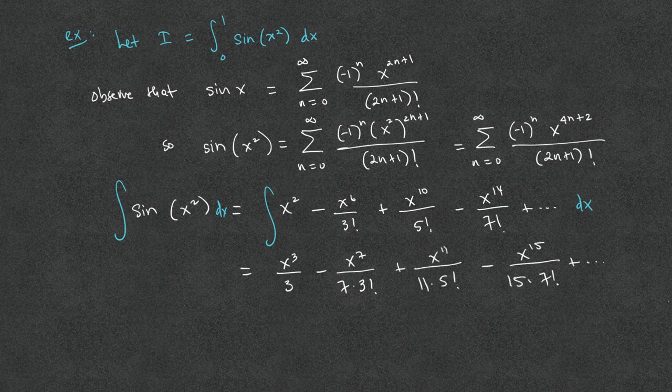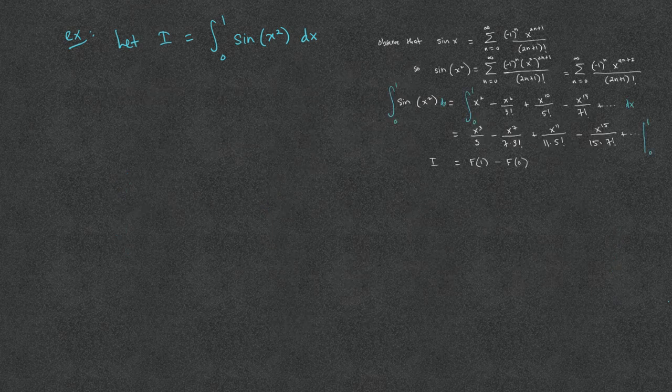The definite integral from 0 to 1 can be evaluated by using the fundamental theorem of calculus. The integral is f of 1 minus f of 0. But f of 1 is 1 over 3 minus 1 over 7 times 3 factorial plus 1 over 11 times 5 factorial minus, and so on, minus f of 0, but f of 0 is 0.